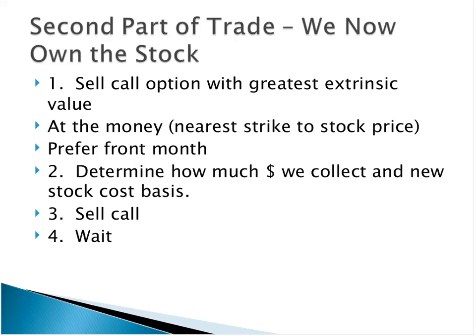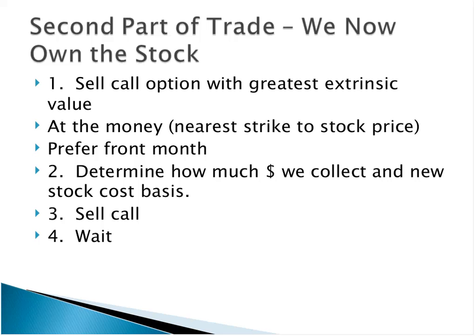Sometimes you might go out to the next month. It depends on where you are in the cycle and the stock itself, actually. If you get a stock that's just really cheap as far as option pricing, sometimes you go out 2 months, but 90% of the time you can stick with that front month when you're dealing with an at-the-money option. So you sell that at-the-money option, the closest call you have at the money.